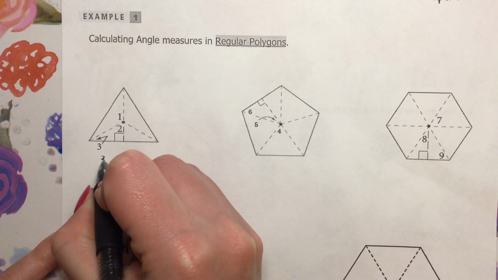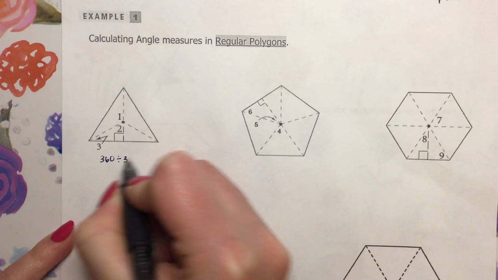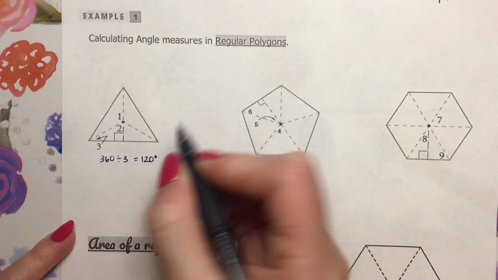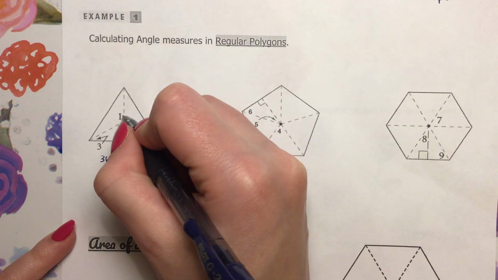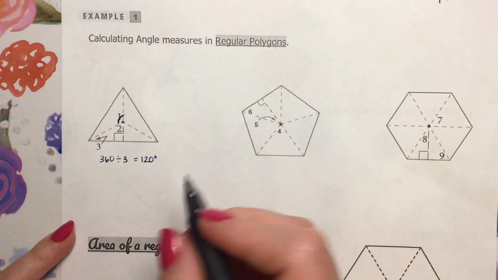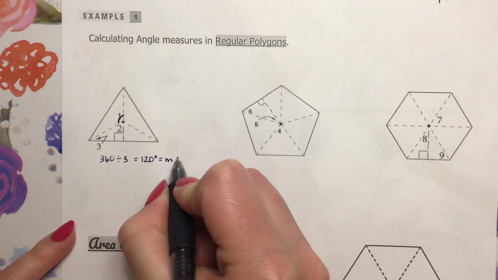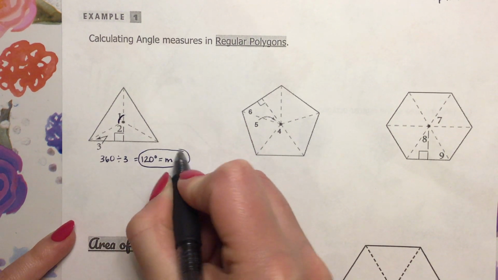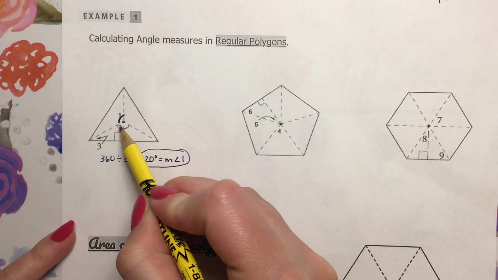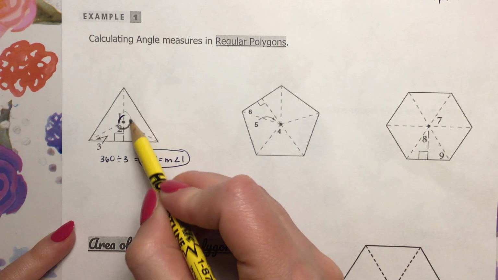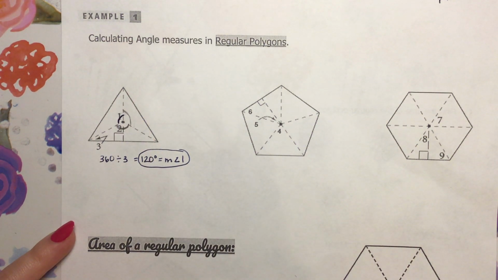So I'm going to take 360 divided by 3, and that's going to get me 120 degrees. 120 degrees is what angle 1 is, because angle 1 is from here to here. So I'm just going to say 120 degrees is equal to the measure of angle 1. Now, something that's nice is we know that now all of these others, like from here to here, that's also 120 degrees, or from here to here, that's also 120 degrees.